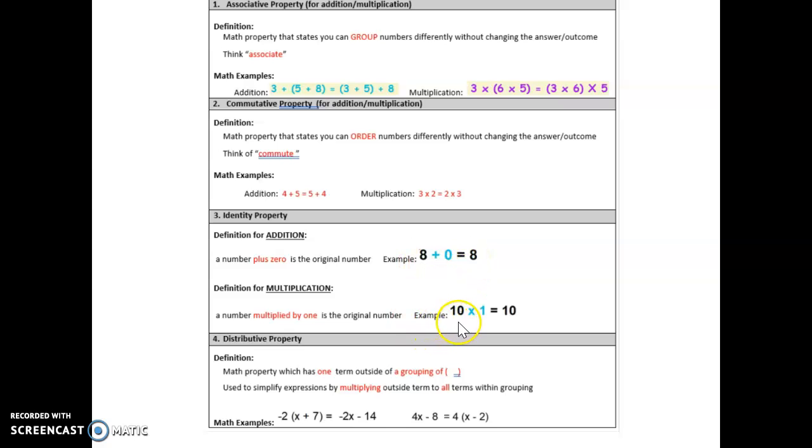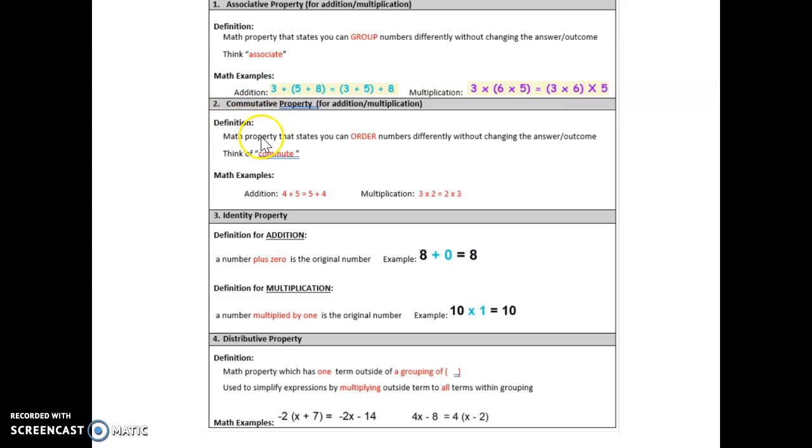For multiplication, in order to keep 10 the same and have it be your answer, we would need to multiply by 1. So the identity property is the addition of 0 or the multiplication of 1 keeps your original number the same. And we looked at 2 other ones, the commutative property, which is for addition and multiplication, and the associative property, which is only, again, for addition and multiplication.